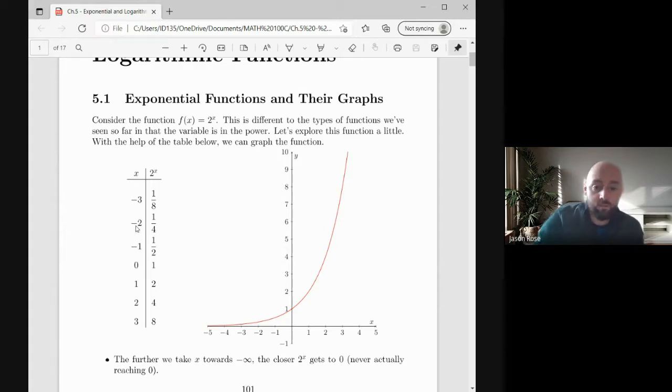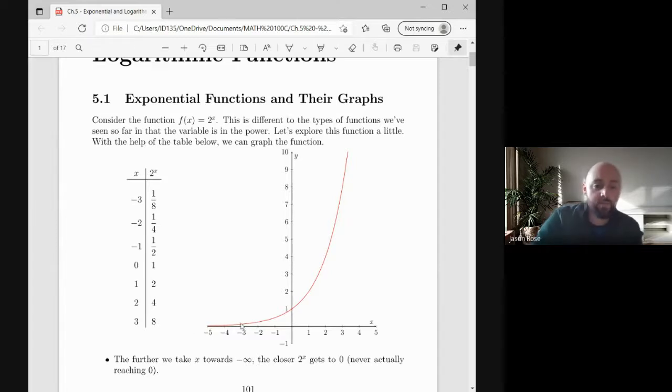Likewise, 2 to the minus 2 is the same as 1 over 2 squared. 2 to the minus 3 is the same as 1 over 2 cubed. So you'll notice that these numbers get smaller and smaller, but they won't go below 0. They'll just be very, very tiny fractions the further back you go.